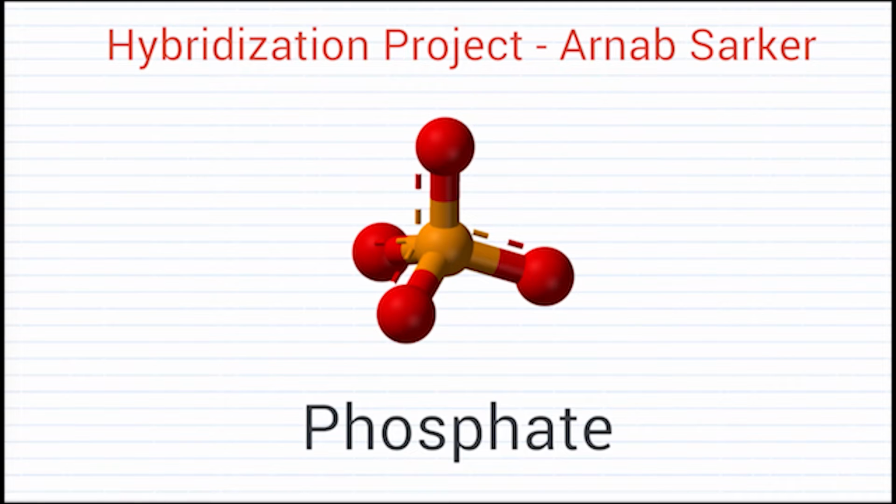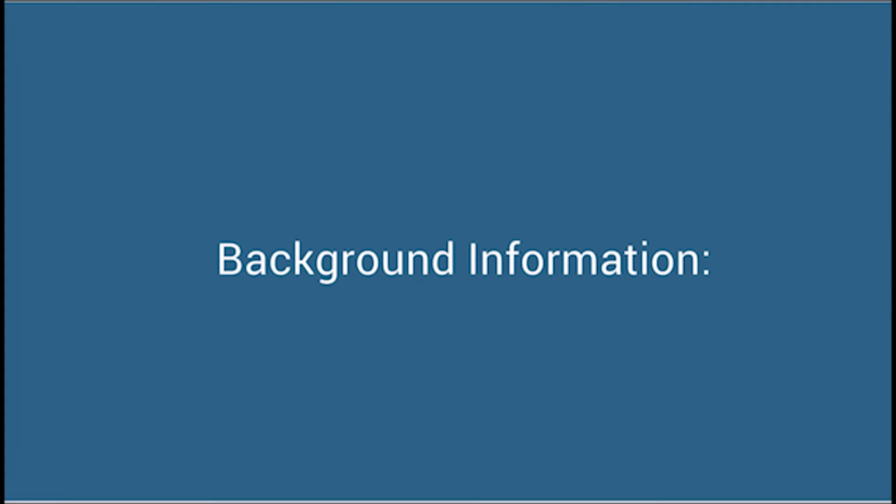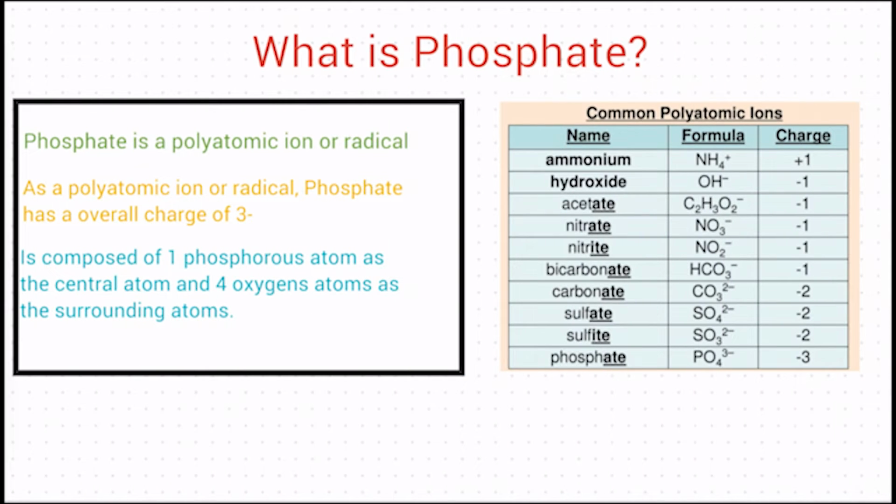For my hybridization project, I chose the molecule phosphate. In order to understand the hybridization of phosphate, we first need some background information. So what is phosphate? Phosphate is a polyatomic ion or radical.